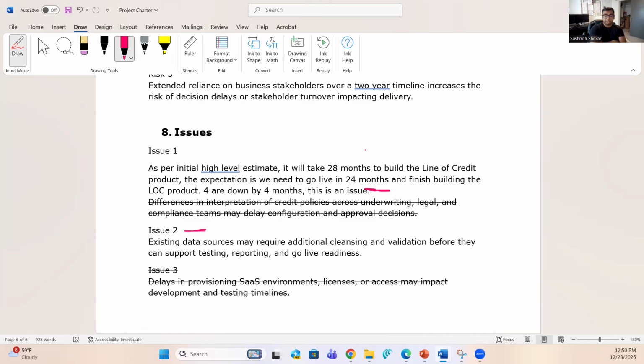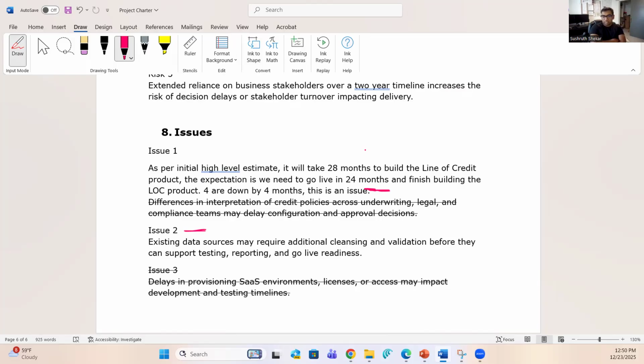This is an issue because we are down by 4 months. The project has started. It's staring right in our face. There's nothing that we can do. I cannot think my way out of it. It's not like a risk. It's an issue that I have to deal with every second. I cannot think my way out of it right now since we are down by 4 months.